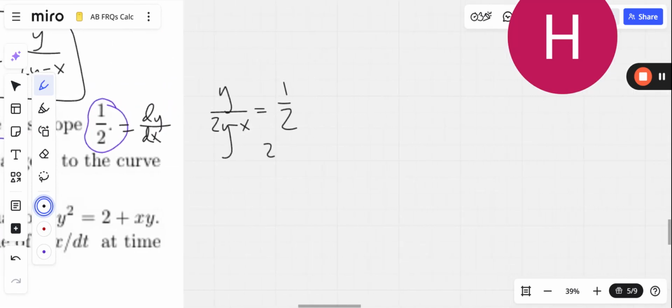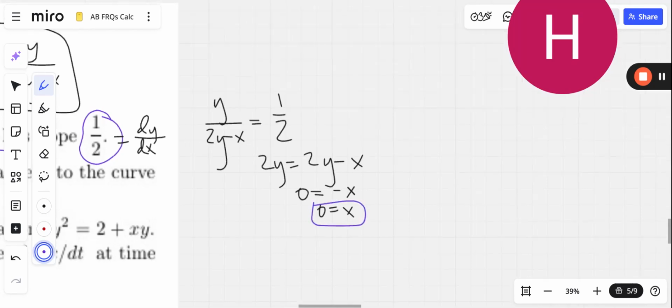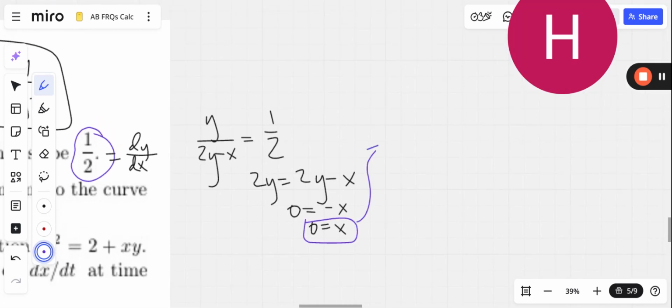Cross multiply. You get that 2y equals 2y minus x. Well, that's pretty easy. That means we subtract 2y on both sides. 0 equals negative x, or in other words, just 0 equals x. Now, that's not a point. That's an x value. We get to use this clue to find points.